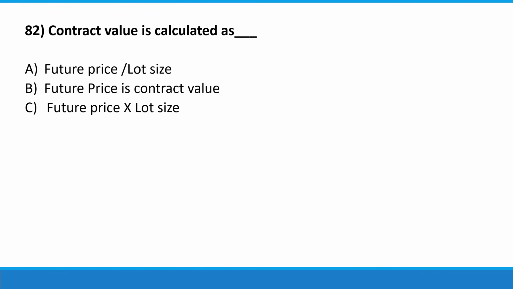Contract value is calculated as option A, future price by lot size. Option B, future price is contract value. Option C, future price into lot size. The correct answer is option C, future price into lot size.